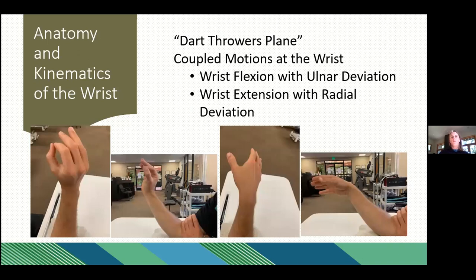But what is primarily found in the wrist is what we call coupled motion. So we want to make sure that we restore that kind of motion. Coupled motion means that you're rarely in a true flexion-extension kind of motion. You're going to combine it, right? They call that the dart thrower's plane, and it's almost like you're throwing a dart. So wrist flexion is generally combined with ulnar deviation, and vice versa. Wrist extension is generally combined with radial deviation. So when we are addressing the mobility of the wrist, we also make sure that coupled motion is restored as well.